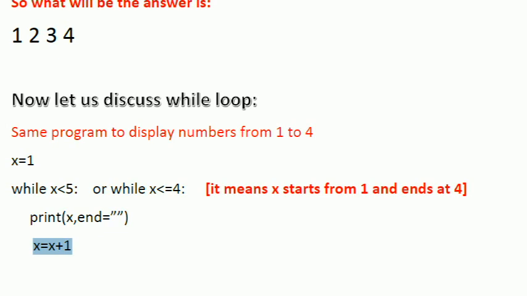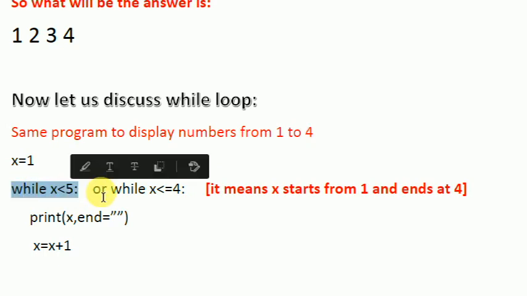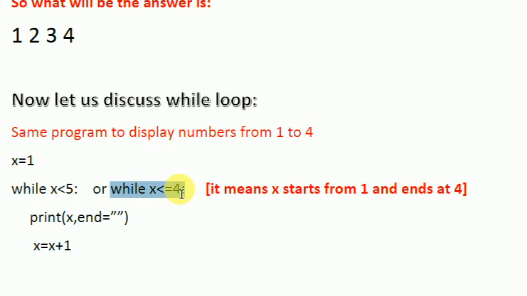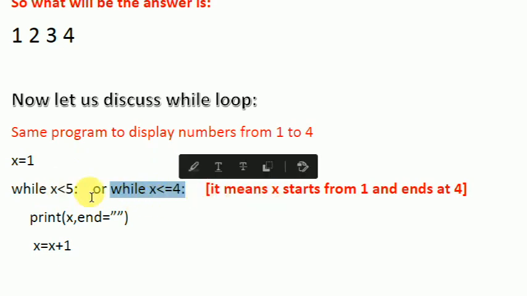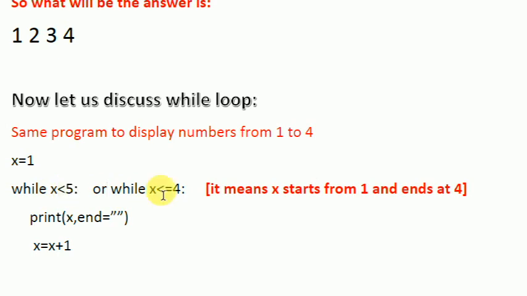Let us now discuss the while loop. We are using the same program to display numbers from 1 to 4. When we use a while loop, we have to initialize one variable with the starting value. The starting value is 1, so we write x equals to 1. Next, up to 4 means we write while x is less than 5 or while x is less than or equal to 4. The meaning of both lines is the same.